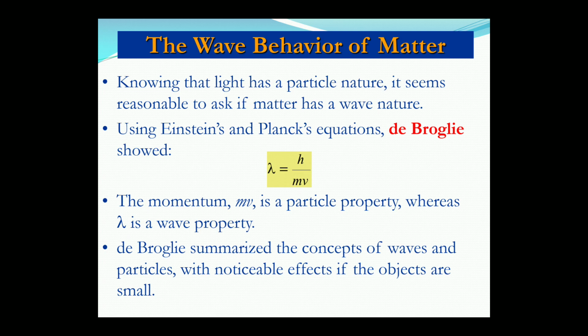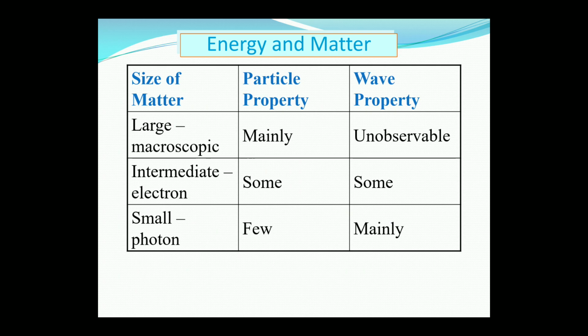So using Einstein's and Planck's relations, de Broglie has shown lambda is equal to h upon mv, where mv is the momentum, a particle property, whereas lambda is a wave property. So de Broglie summarized the concept of wave and particles, with noticeable effect if the objects are small.